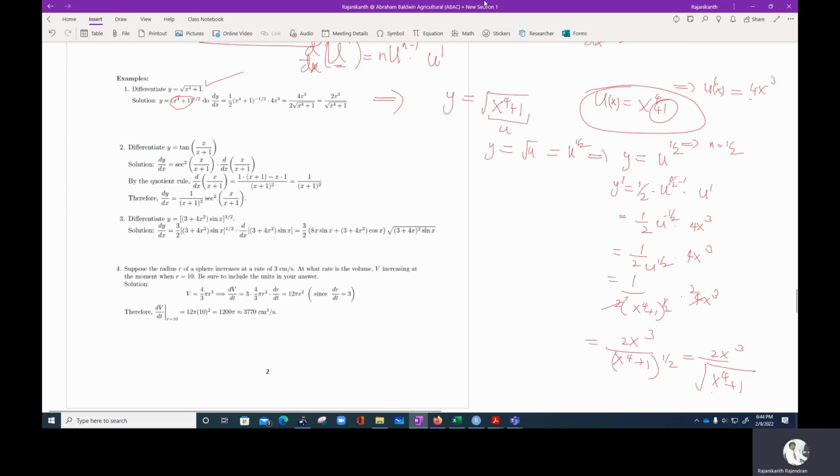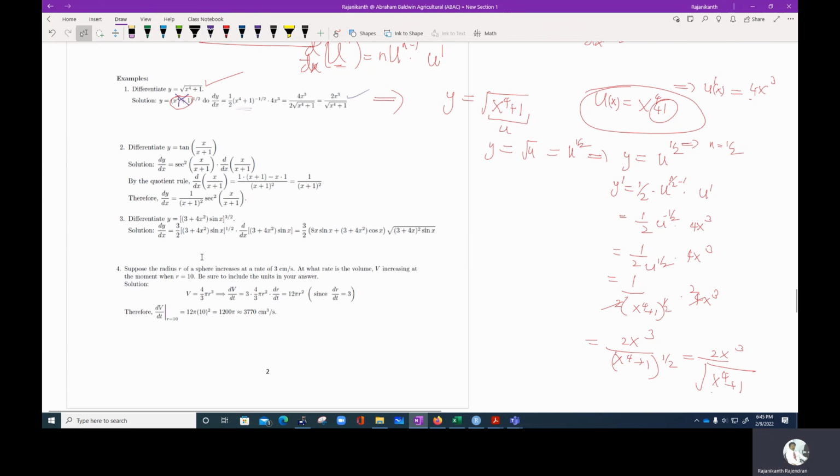An easy way I could suggest you to think about it is this. Whatever is inside, you could think of as x. So this problem is like x to the power 1/2. You know the derivative of x to the power 1/2: half times x to the half minus 1. That's why you get this. But you know what x was, that inside function. After that, find the derivative of that inside function, which is 4x cubed. So this is the short version.